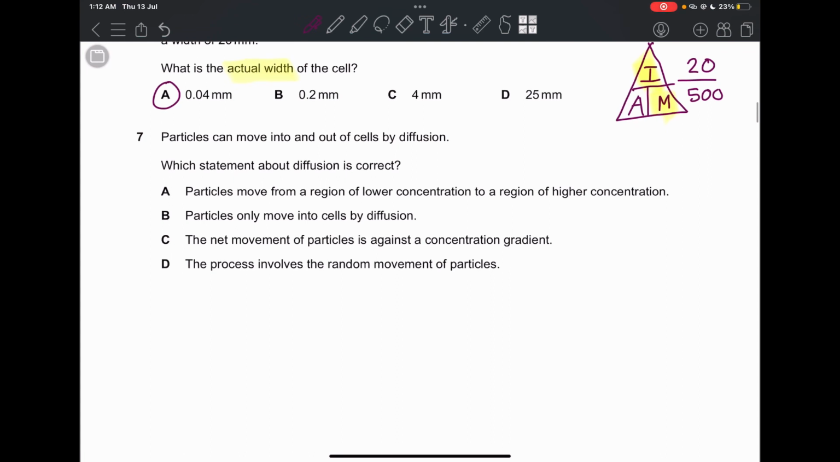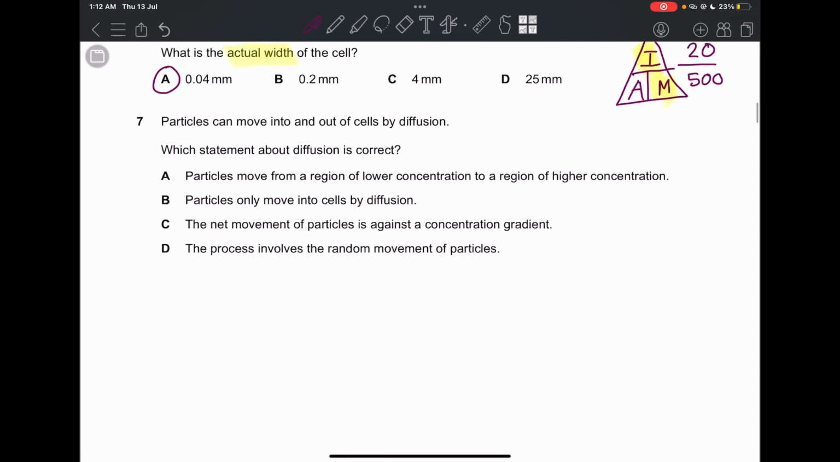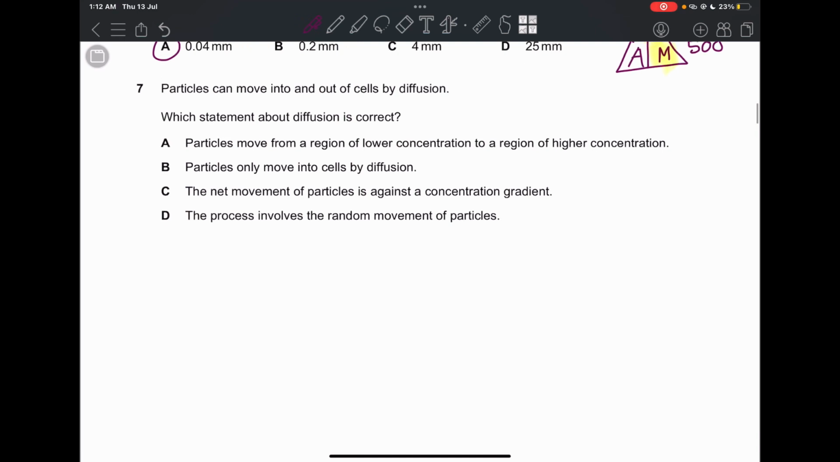Number 7, particles can move into and out of the cells by diffusion. Which statement about diffusion is correct? Let's read the statements. A says particles move from a region of lower concentration to a region of higher concentration. This is incorrect because this is only an active transport. B says particles only move into cells by diffusion. Of course, this is incorrect because they can move in by osmosis as well, or active transport.